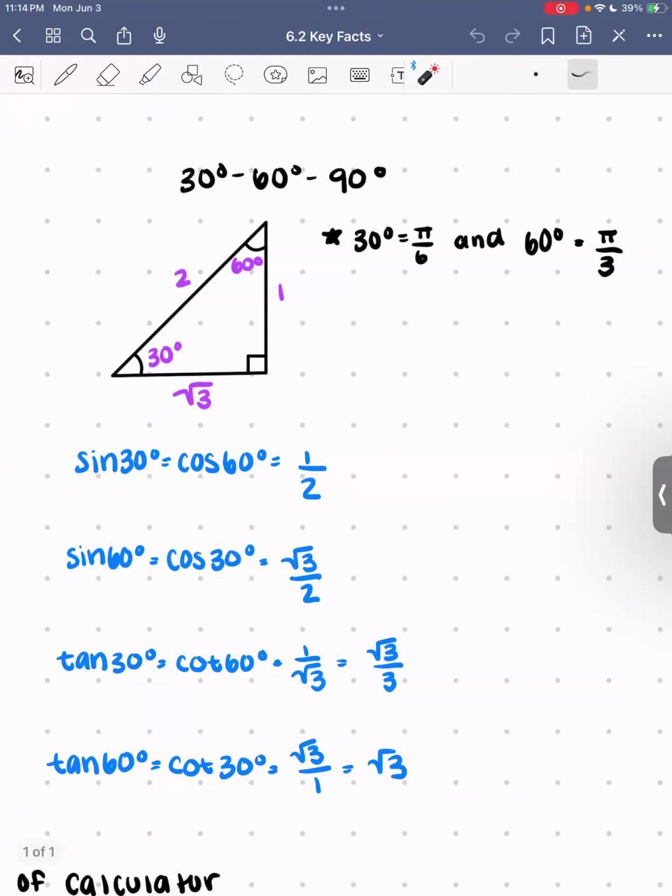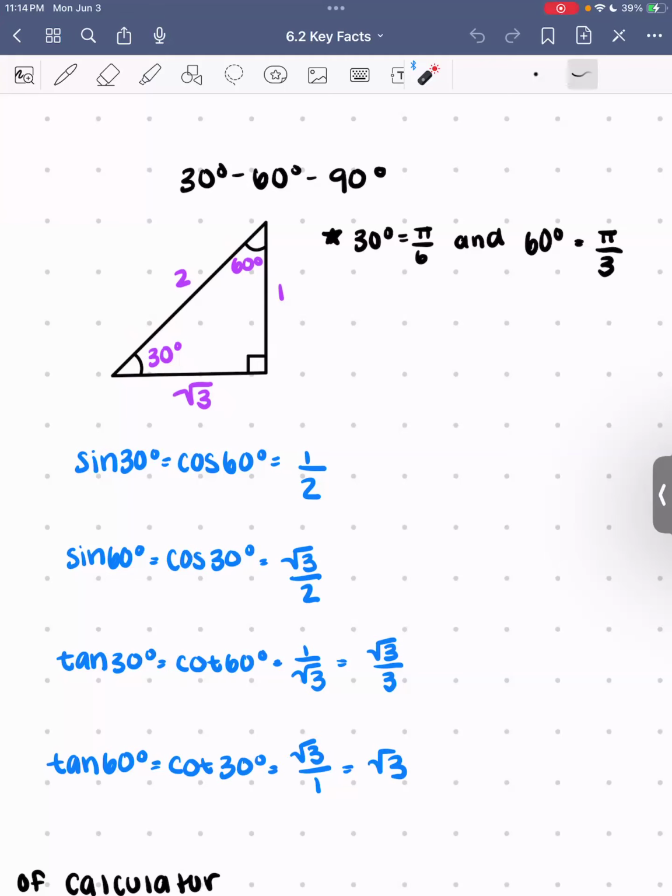Okay, on to our second reference triangle. It is our 30, 60, 90 degree triangle. The way this works, we still have our 90 degree angle, and then one side is 30 and one side is 60. It doesn't matter where you place the 30 and 60, as long as you remember that the sides do correspond to where the angle is.